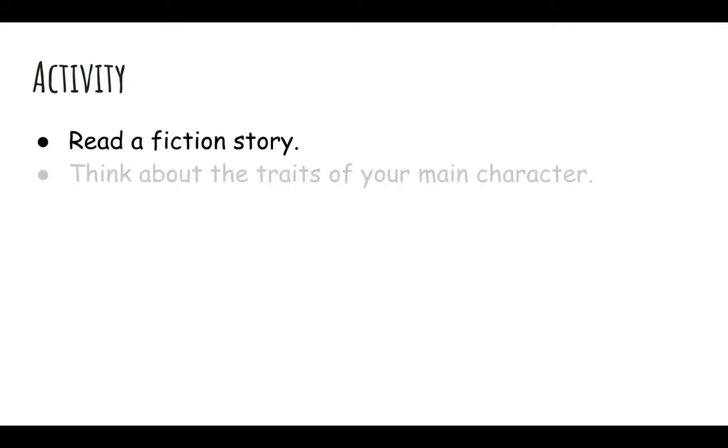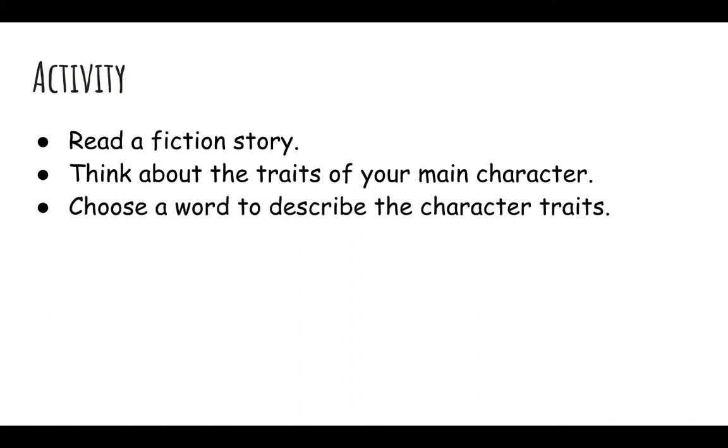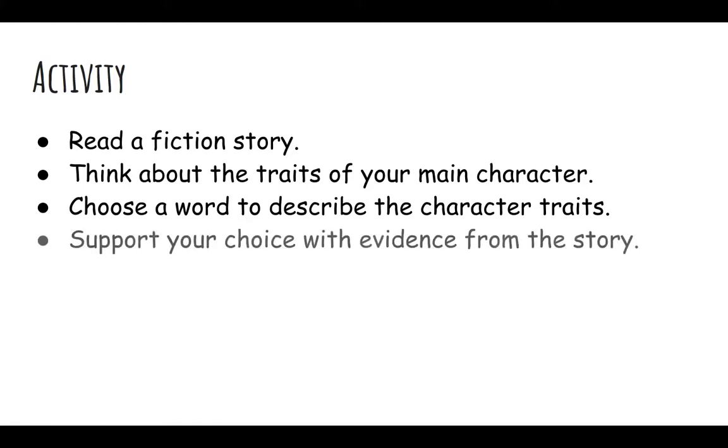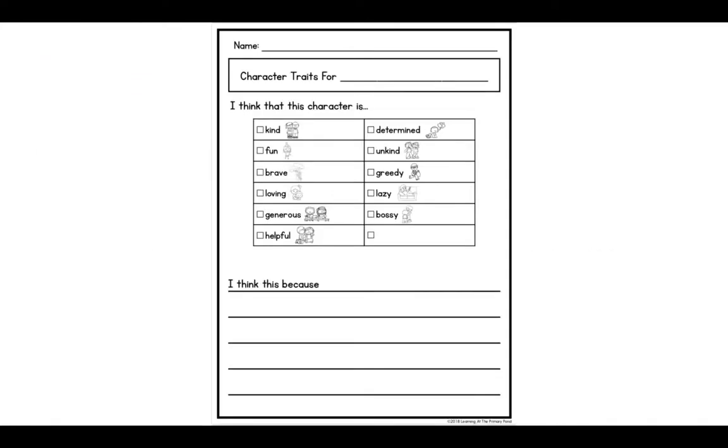So that leads into this week's activity. I would like for you to read a fiction story. And I want you to think about the traits of your main character, just like we thought about Charlie. Choose a word to describe the main character's traits and support your choice with evidence from the story, just like we did with Charlie. You can base your activity off of this.